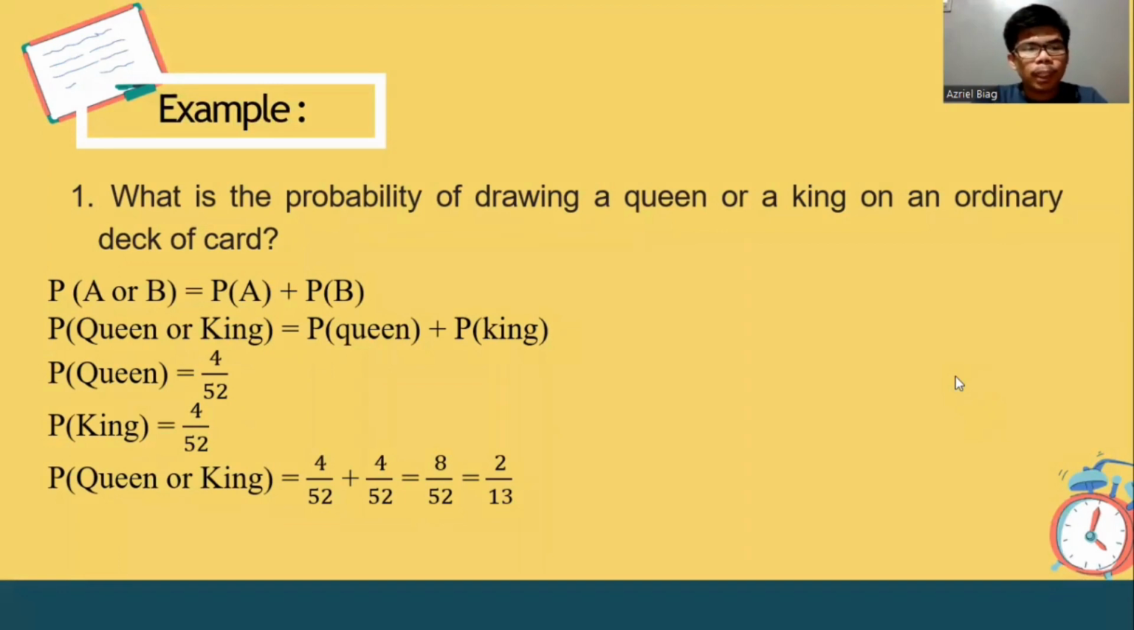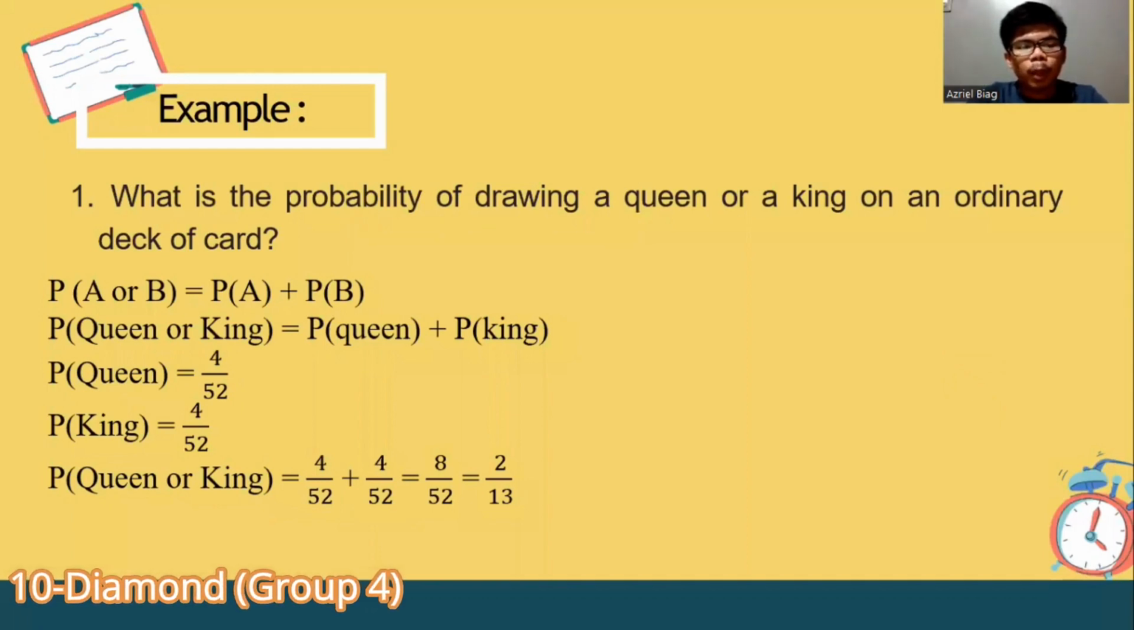To solve the probability of getting a queen or king card, we will add the probability of getting a queen card and the probability of getting a king card. 4 plus 4 is equal to 8 and copy the denominator, which is 52. We can simplify it by dividing the numerator and denominator by 4. 8 divided by 4 is equal to 2 and 52 divided by 4 is 13. Therefore, the probability of getting a king or queen card is 2 over 13.